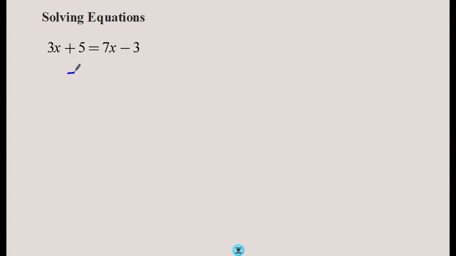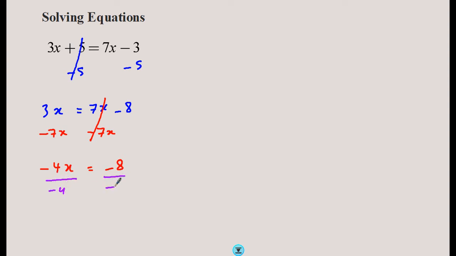They would say, for example, minus 5 minus 5, those two cancel out, giving 3x equals 7x minus 8, and then they will go on to another step, which is minus 7x minus 7x, those two cancel out, leaving us with negative 4x equals negative 8. Then they go to a further step, which is dividing by the coefficient of x, dividing by negative 4, and that leaves us with x equals 2.